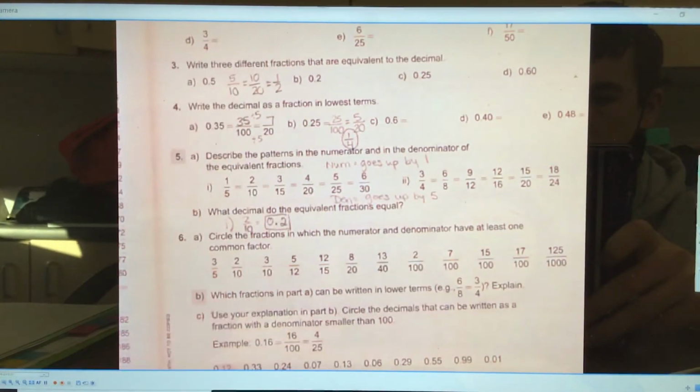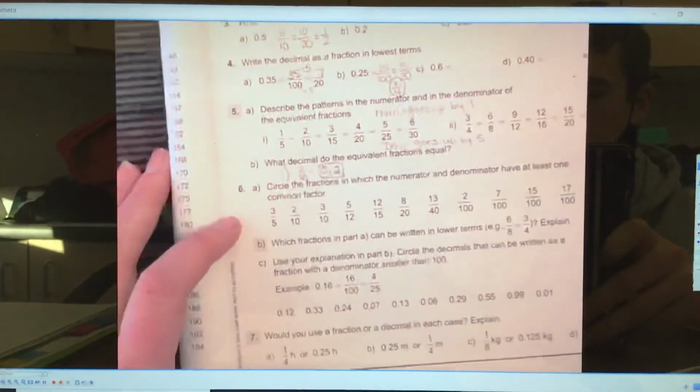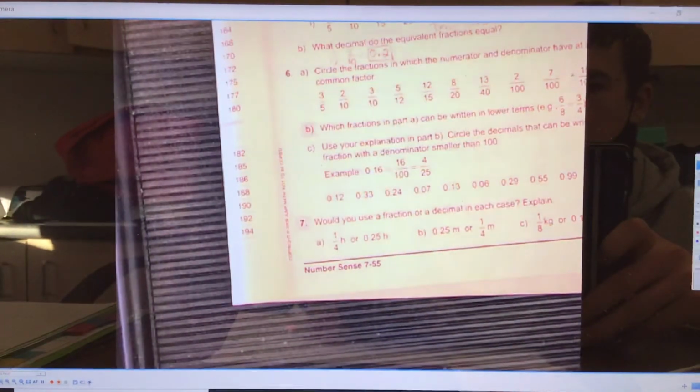For question 6, move this around a little bit. Is question 6 still on there? Not quite. No. A bit more to the left. Gosh, I can't see my screen anymore.